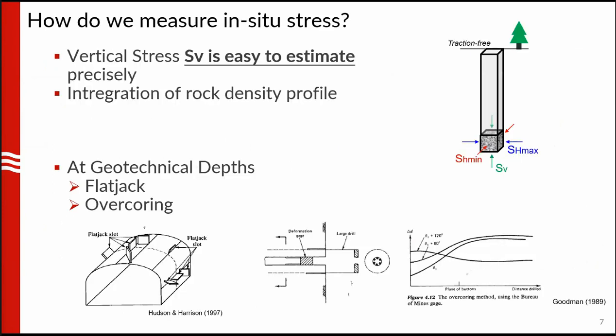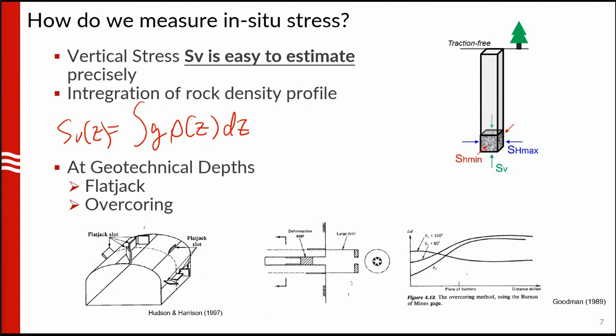So what are the ways that we typically measure this in-situ stress? As I just said, vertical stress is very easy to characterize. You just need to integrate the density profile. If you know how your density changes with depth, you multiply by gravity, integrate with depth, and you get the vertical stress profile. And that's the most reliable stress calculation we can make. So that's easy, but then of course the challenge is how do we get the other two principal stresses, the SHmax and SHmin.